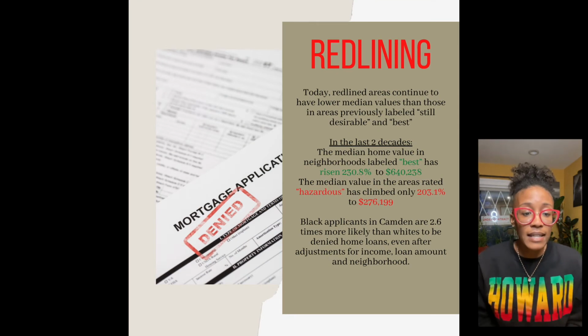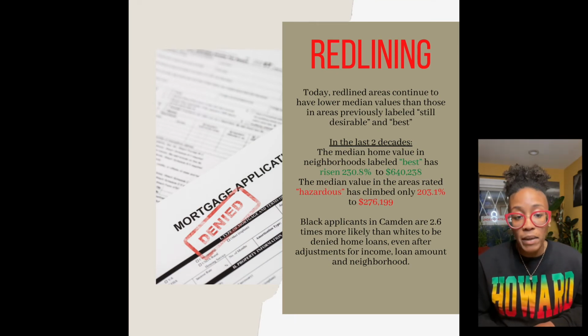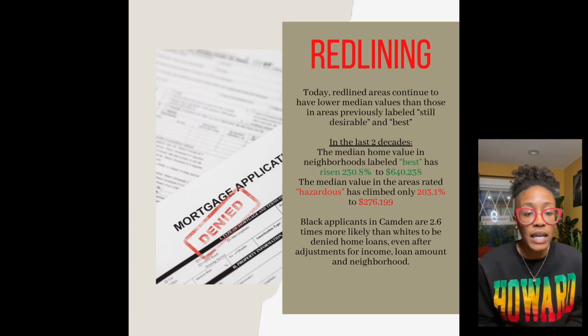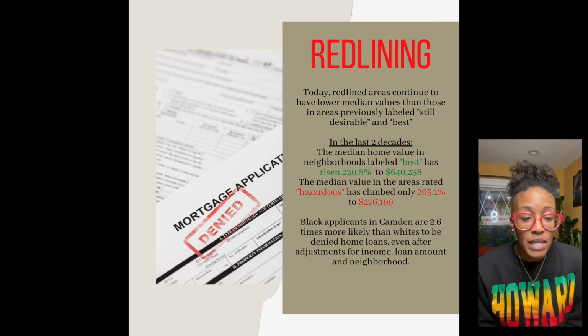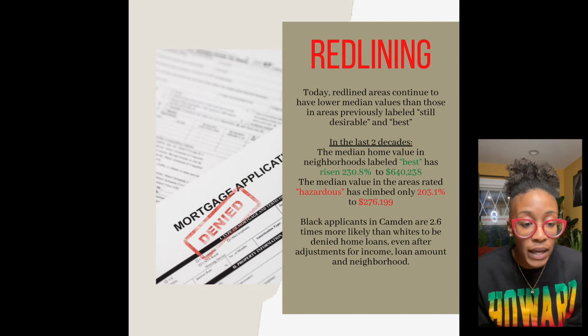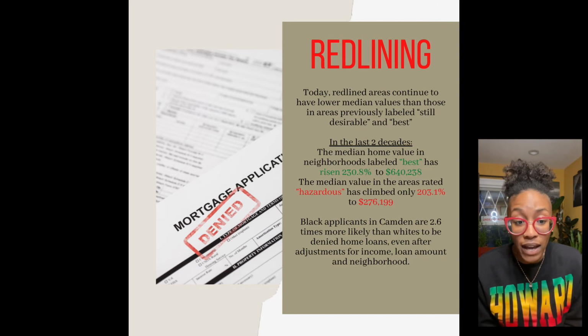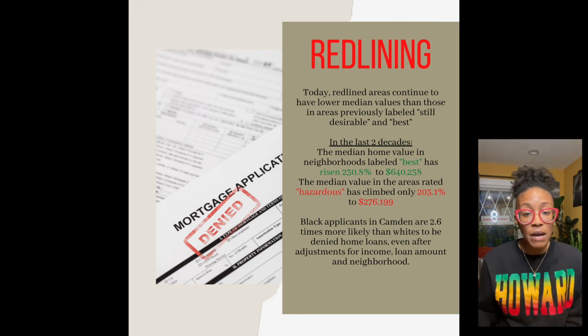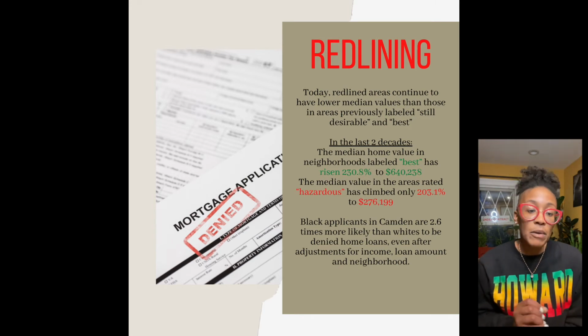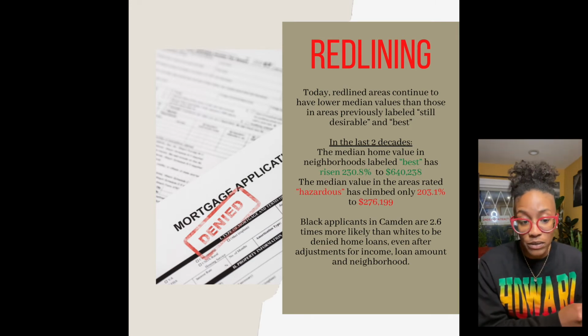Now, as I said, today, redlined areas continue to have lower median values than those in areas previously labeled still desirable and best. Over the last 2 decades, look at these numbers. The median home value in neighborhoods labeled as best has risen 230.8%, up to $640,000. The median value in areas rated hazardous has climbed 203%, only to $276,000. There's a $400,000 gap in communities that were redlined like Newark versus communities that were labeled green like Westfield.